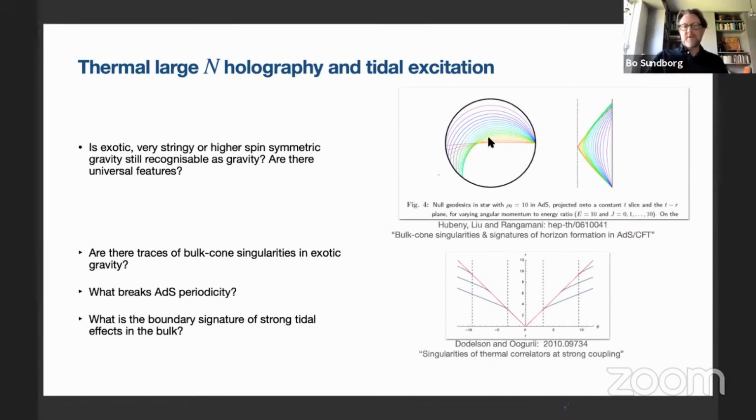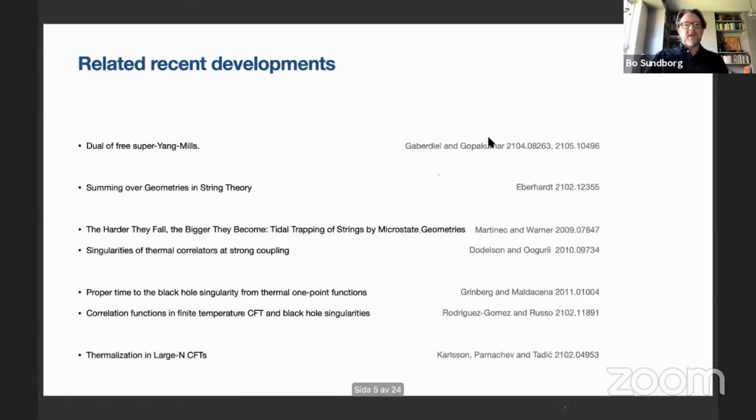So that's the aim of this work. Now, I want to mention some recent developments that I think are related to this story. Of course, there is the nice work by Matthias and Rajesh on duals of free super Yang-Mills that Matthias presented, which is very much relevant to the kind of model we're interested in studying, although our models here are just toy models, much simpler. This kind of model has also been used to extract properties of the geometries by Eberhardt earlier this year.